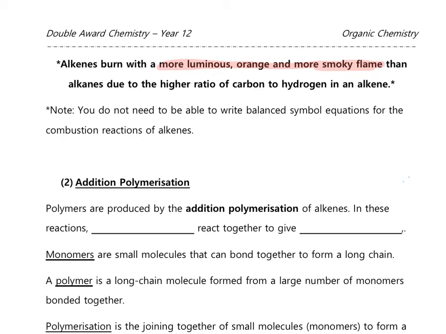If you remember our general formulas, for alkanes the general formula is CnH2n+2. For an alkene, the general formula is CnH2n. And so you can see for alkanes there's more hydrogens per carbon atom. For alkenes there's fewer hydrogens per carbon atom. We can also refer to that by saying alkenes have a higher ratio of carbon to hydrogen. And that actually causes this more luminous, brighter orange and more smoky flame. Sometimes that can be written as a sooty flame.